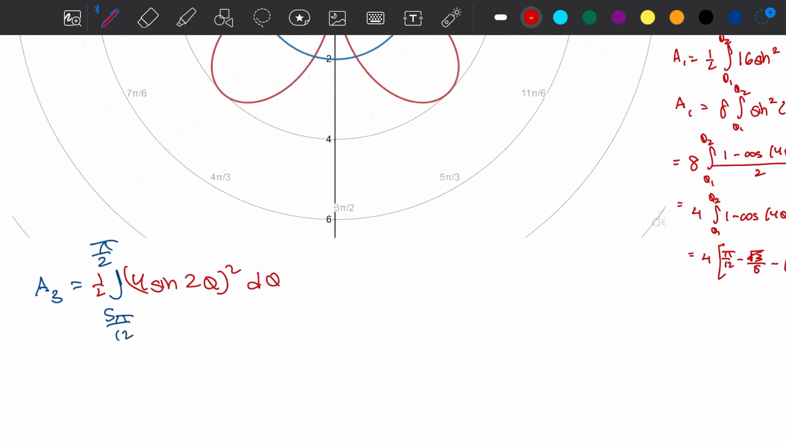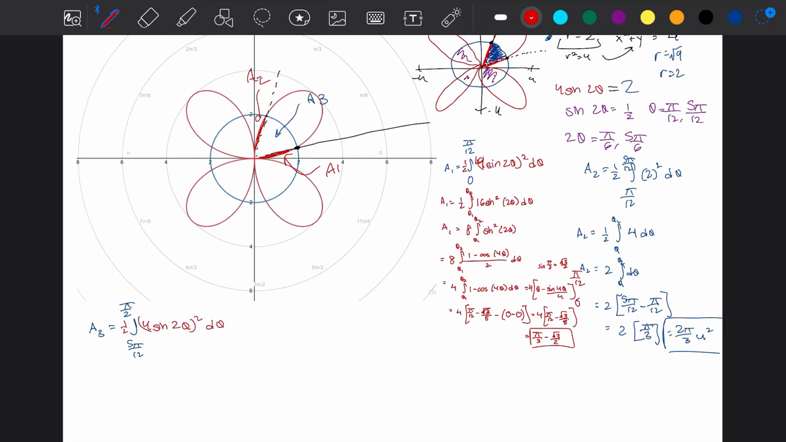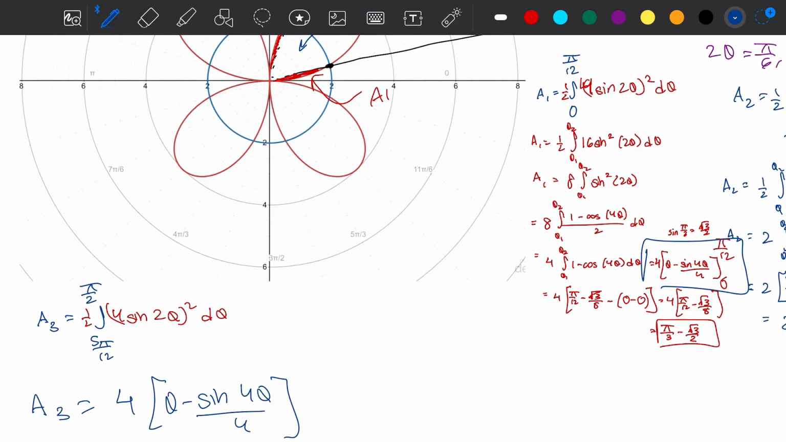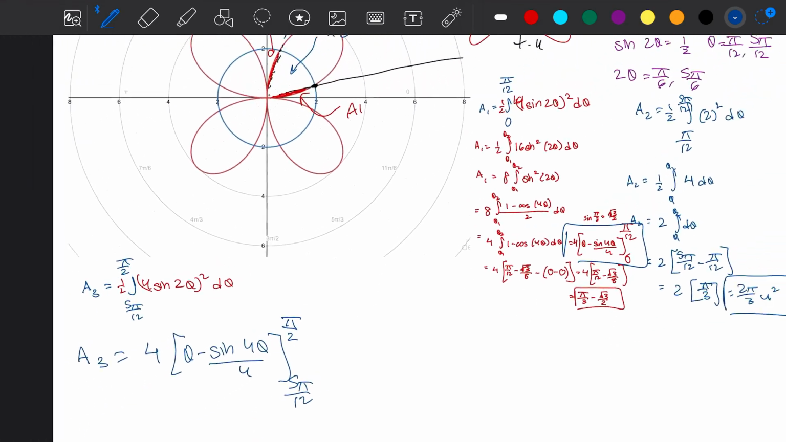Now area 2, you could go through all of this again, but I don't see a reason to, so I'm going to just get back to, where did we have it? We had it right here. You're going to have 4 times theta minus sine 4 theta over 4 from 5 pi over 12 to pi over 2. You plug that in.